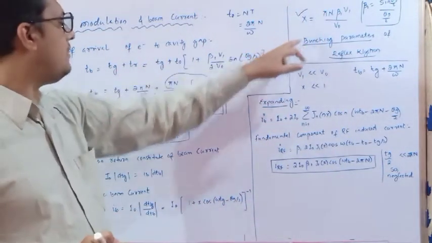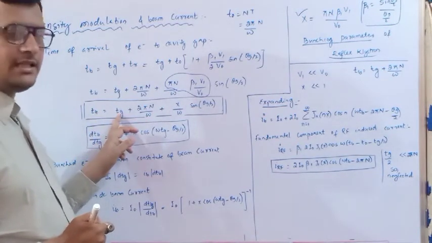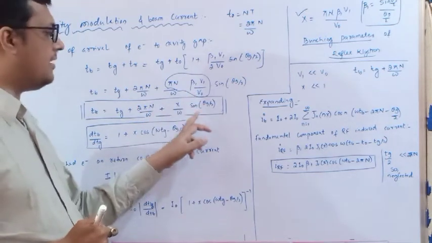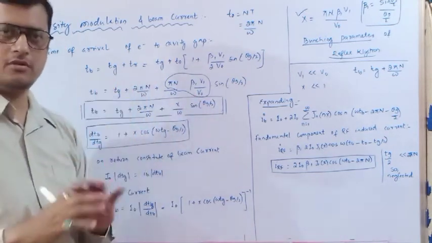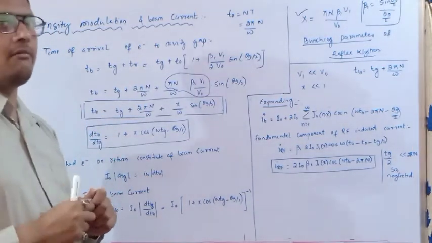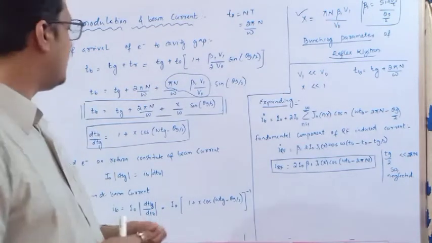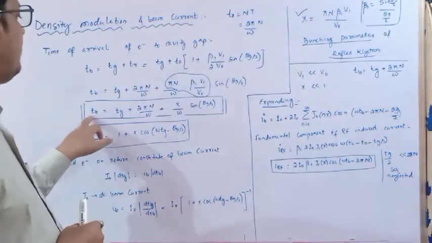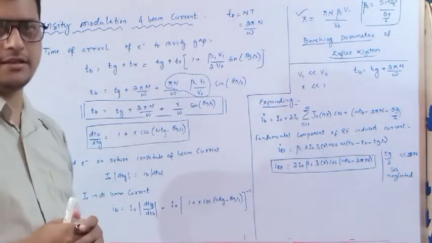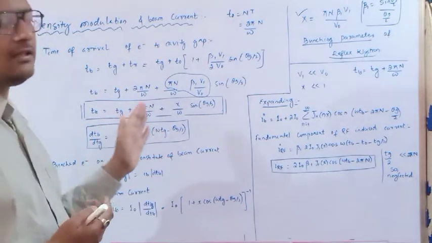So substituting x here, my equation will become Tb is equal to Tg plus 2 pi n by omega plus x by omega sine theta g by 2. So this is called the beam time period. Now once this time period is known, I will determine the beam current. So Tb depends upon Tg. If I differentiate this equation and multiply with the DC current, then I will get this relation.